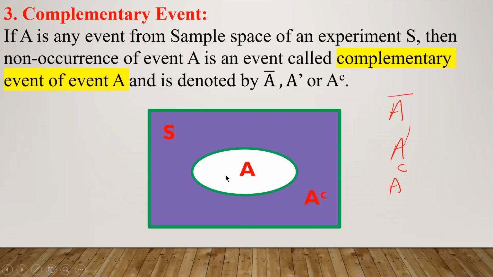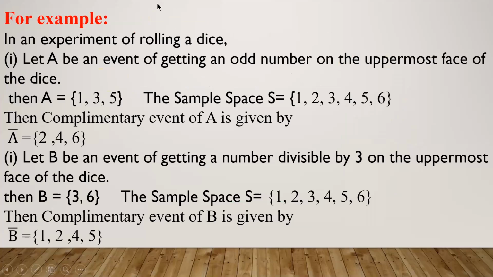So non-occurrence of A means A has not occurred, that is, something outside of A has occurred. Whatever is not in A, that is called A complement. So this portion, which is not in A, the outside of A, that is my A complement. Let us see this with the help of an example.